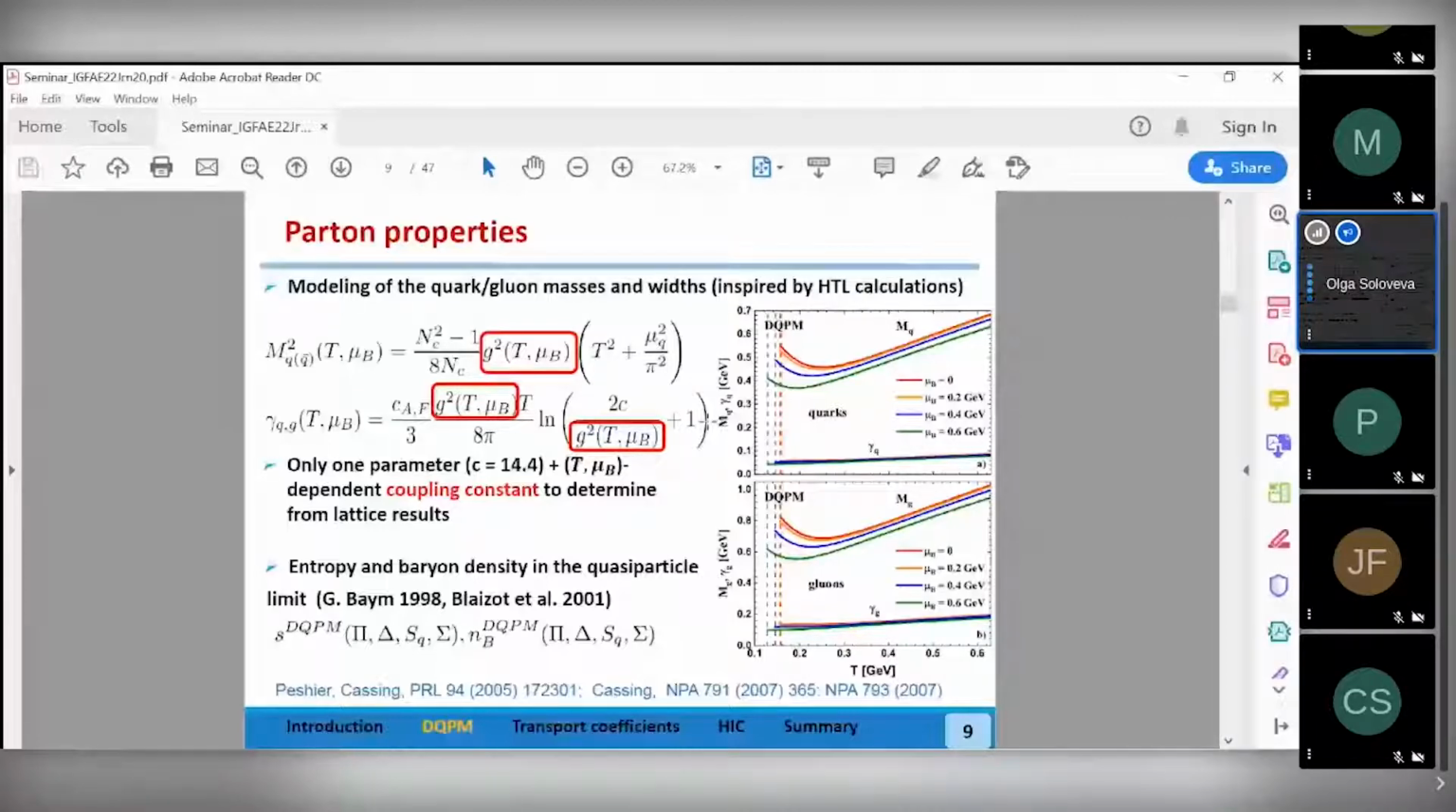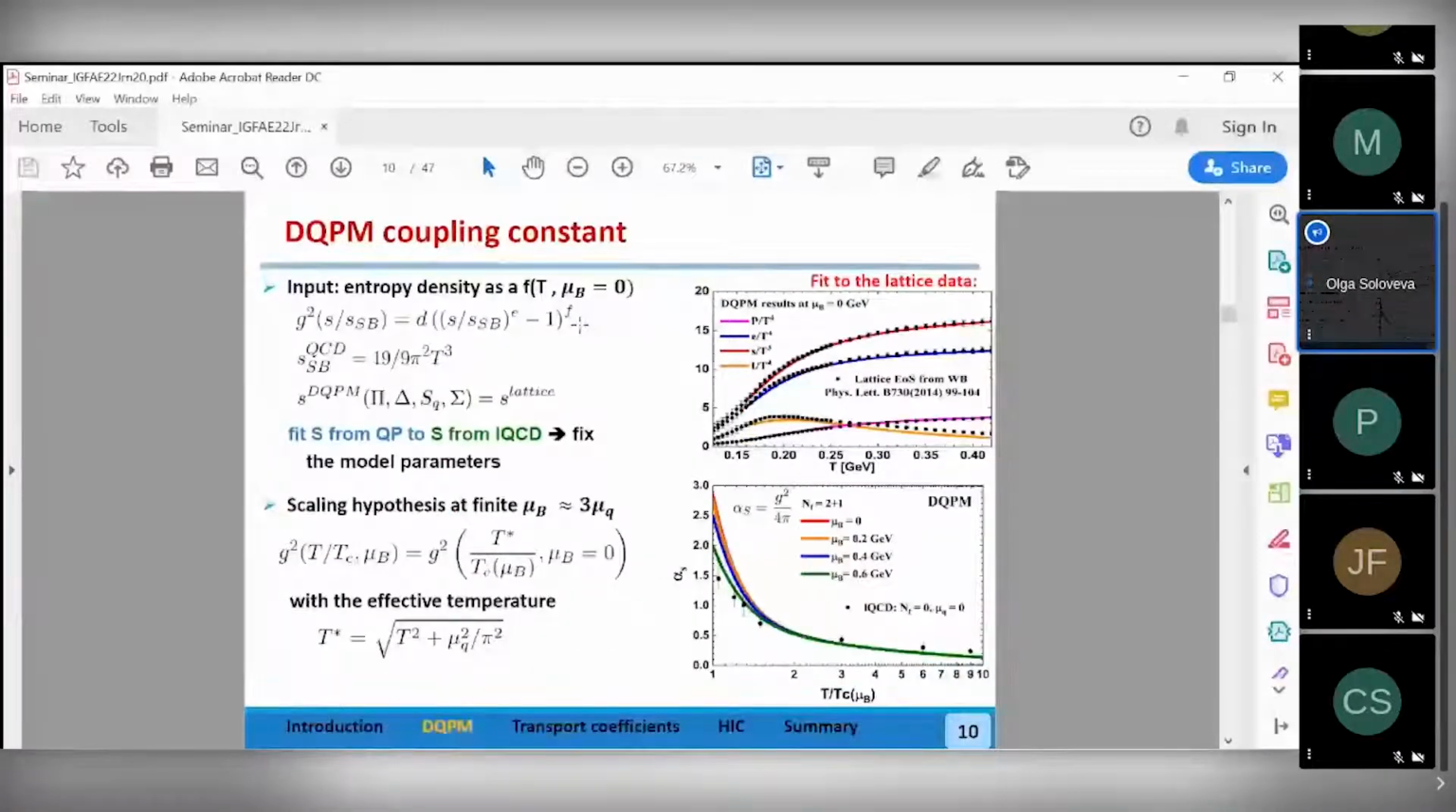And it has been done by Bluhm and Kämpfer. What we are doing is using this formula in order to fix our coupling constant, g squared, using such a fitting function. When we fit our entropy density to the lattice entropy density, we fix the model parameters. As you can see, we fix our parameters for µb equals 0 using the entropy density.